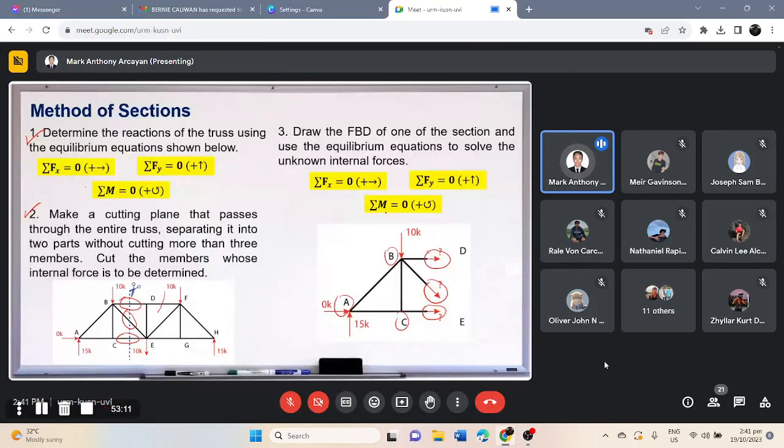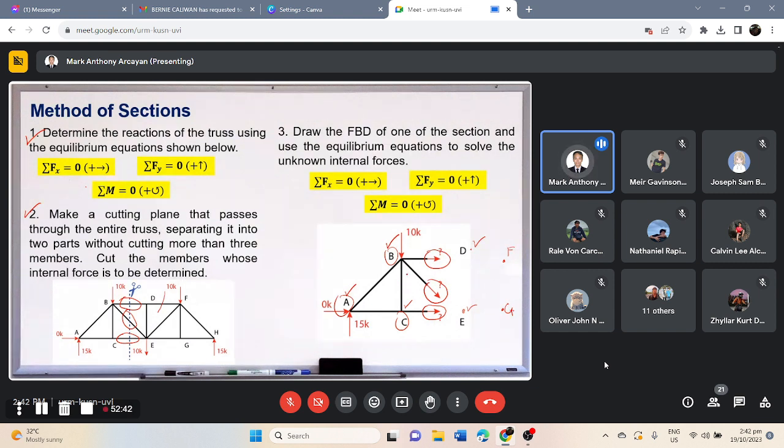Sa summation of moment, you can consider either of these given joints, no? You can have summation of moment at point A, at point B, at point C, or even at those points that are cut already, like this point E, no? It's the same for point E, point D, and F or G. It's still valid even if it is not part of the cut section.